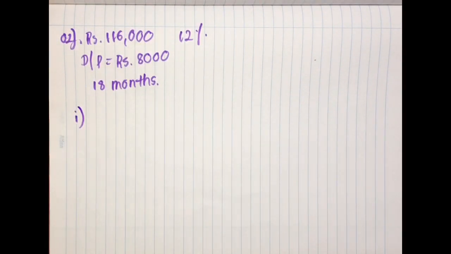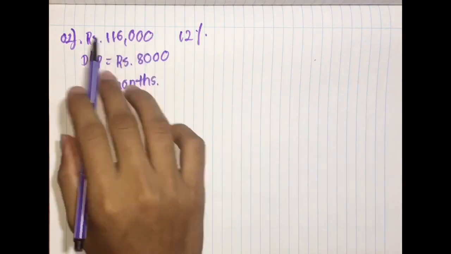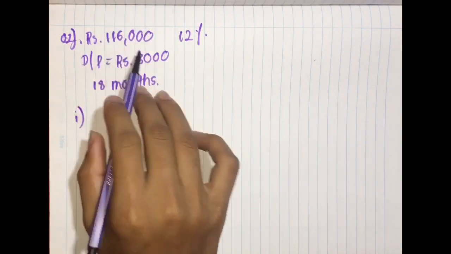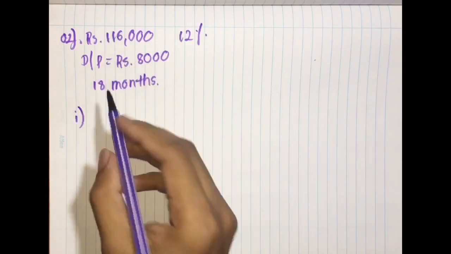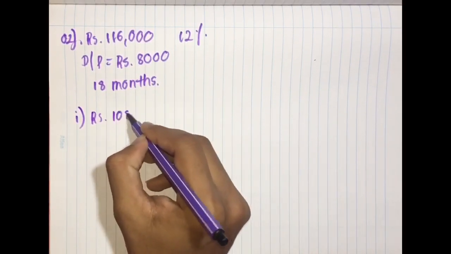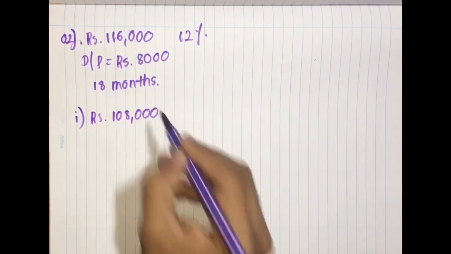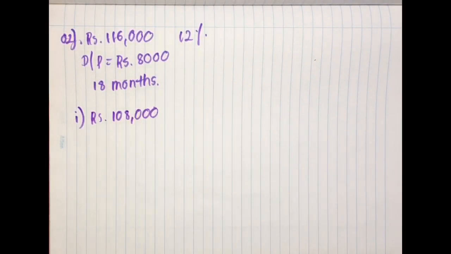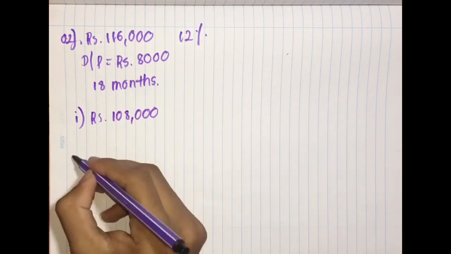What is the balance to be paid? How do you find the balance? The total amount, the price of the furniture, is 116,000. He's paying only 8,000. So, what will be the balance? When you subtract, you will get the answer 108,000. Is that clear?